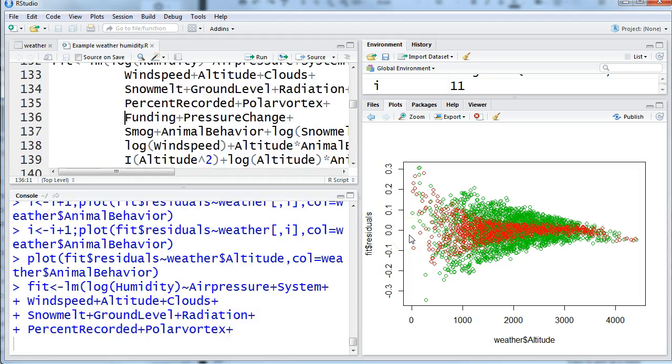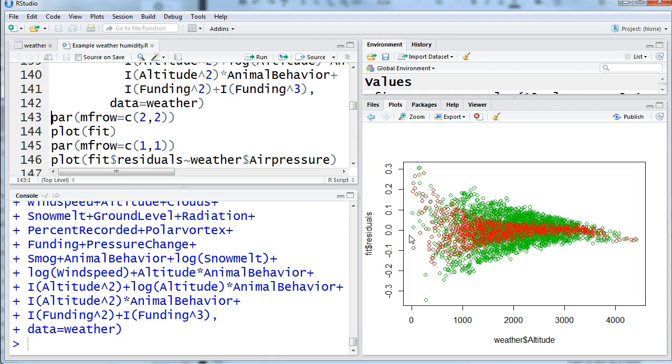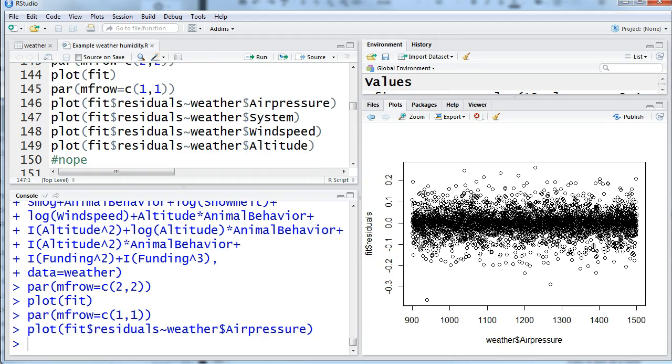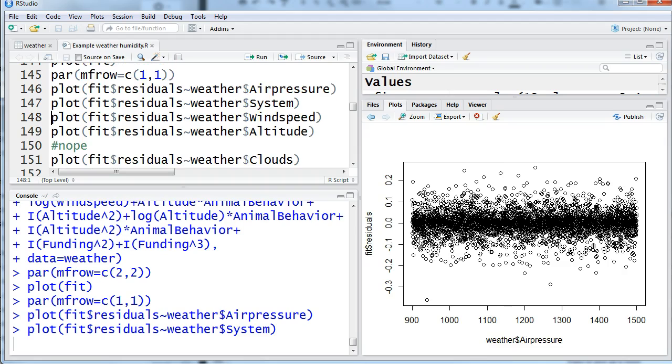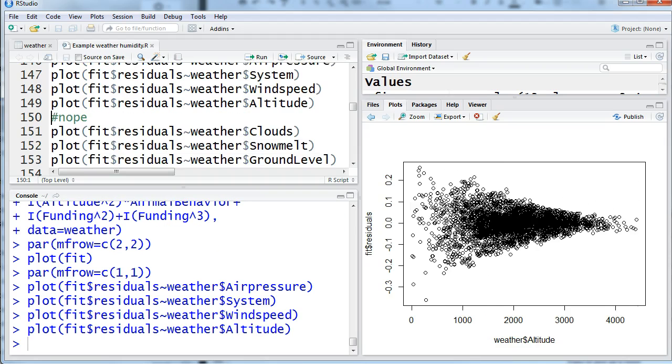Just trying to see if there's something that would give us a good match here. And I realize this is totally fishing. I'm running the risk of finding patterns where there's really nothing, but I'm looking for something that'll help give me hints. And has this straightened out a little bit? I still don't like the tails here. There's still this fanning horn type shape. So the residuals aren't exactly making me happy. And as I go through each of these, I don't see anything there I can fix. Nothing there, nothing there. Here's wind speed, altitude. Yeah, no, still not fixed.